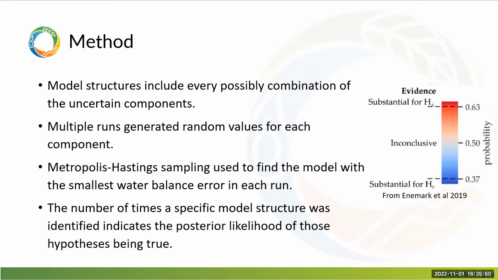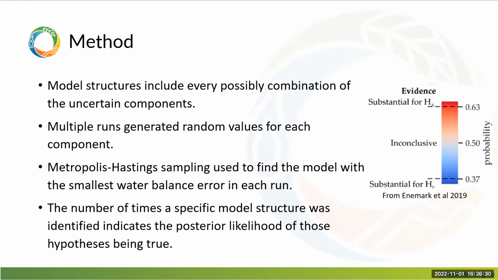So a series of models were designed that include every possible combination of the uncertain components. The uncertain components are always included in the water balance, and then this set of models turns the uncertain components on and off to create this whole set. Multiple runs generate random values for each component and are used to create the water balance. This is for each particular subpart of the model, each particular option. Metropolis-Hastings sampling was then used to find the model with the smallest water balance error in each run.